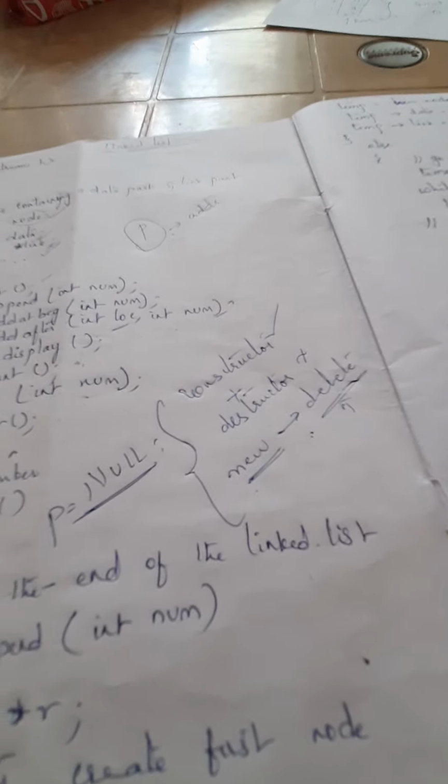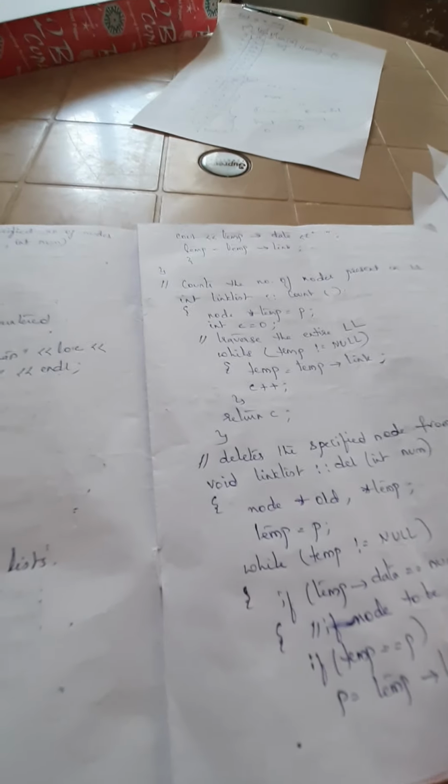Next, void LinkedList::append. Before we enter into the append function, let's see how many pages the linked list program has. 1, 2, then 3, 4, and this is 5 and 6. So on the 6th page you can see the main function here.